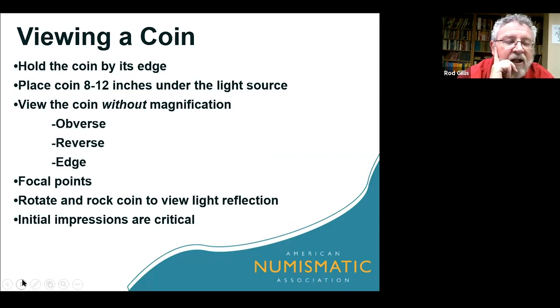Remember that there are 3 sides to a coin. There's the obverse, the reverse, and the edge. For many coins, there's a lettered edge, right? So that's an important part. You're going to look at the focal points. We're going to spend time on what the focal points are in just a minute. And to look for luster, for AU and mint state coins especially, you're going to rotate and rock the coin to view the light reflection, because that's the only way you'll be able to determine the amount of luster on a coin, is by moving it around so that the light reflects in different ways.